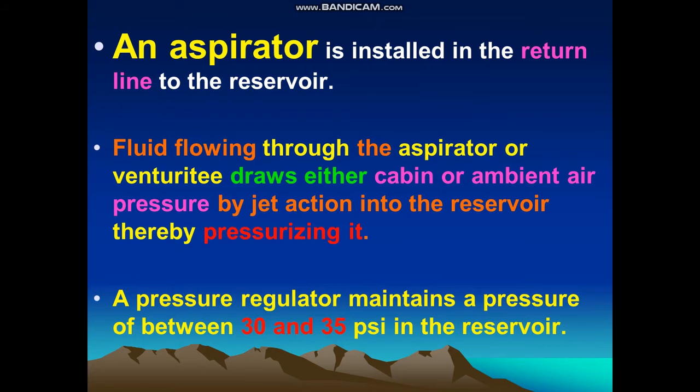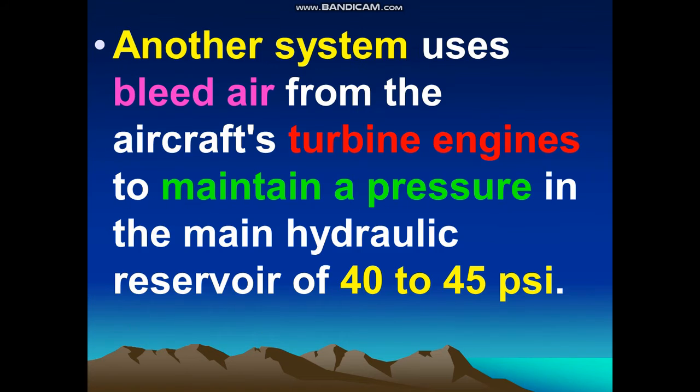An aspirator is installed in the return line to the reservoir. Fluid flowing through the aspirator or venturi draws either cabin or ambient air pressure by jet action into the reservoir, thereby pressurizing it. A pressure regulator maintains a pressure between 30 and 35 psi in the reservoir.